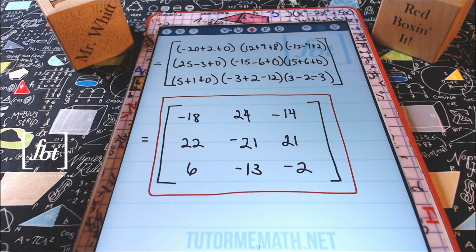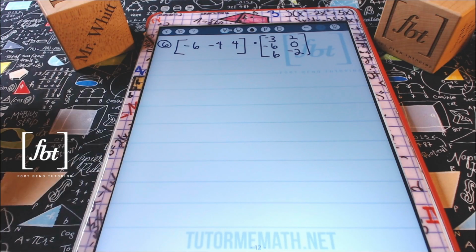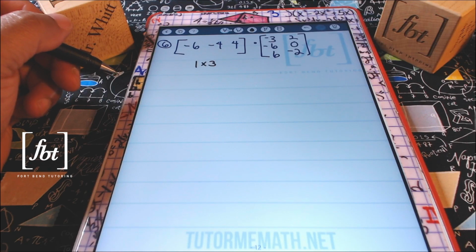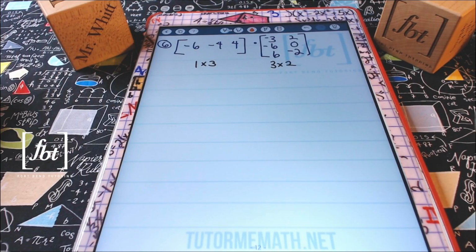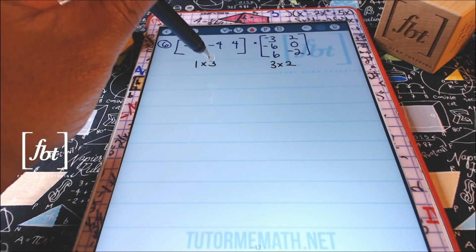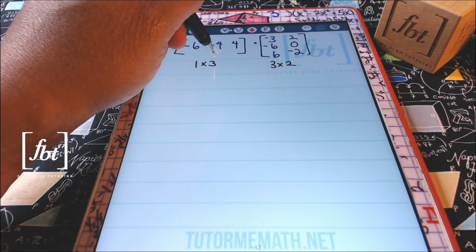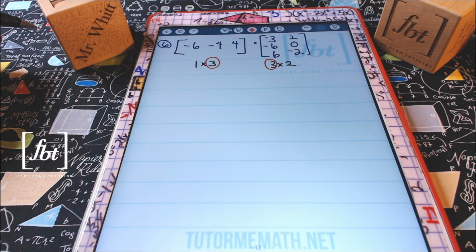Let's move on to the next problem. All right, in problem number 6, I want to verify that these two matrices are compatible. We'll have a 1 by 3 matrix, and we'll be trying to multiply that with a 3 by 2 matrix. So are these two matrices compatible for multiplication? Is the value of the columns in the first matrix the same as the value of the rows in the second matrix? Well, that value is 3 and the other is 3, so yes, they match.